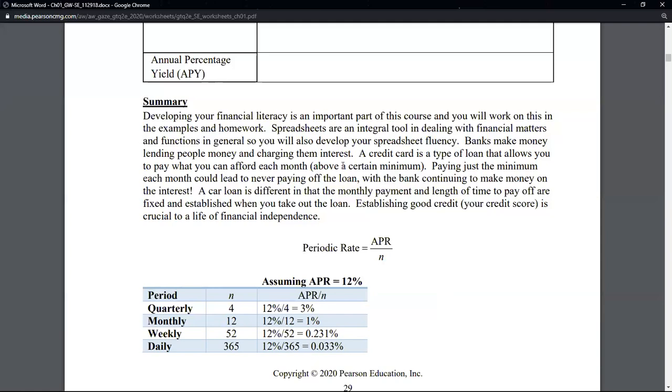Now, what some people will think is, oh, okay, well, I want a smaller rate, so I want to be paying my interest daily instead of weekly or monthly or quarterly. But the thing is, it doesn't quite work that way. The periodic rate is very, very small, but now you're going to be paying this interest every single day. And if you stack that up at the end of a year, it adds up to a 12% APR. Or if you paid this 0.231 52 times in a year, then that 0.231 times 52 makes your 12% annually.